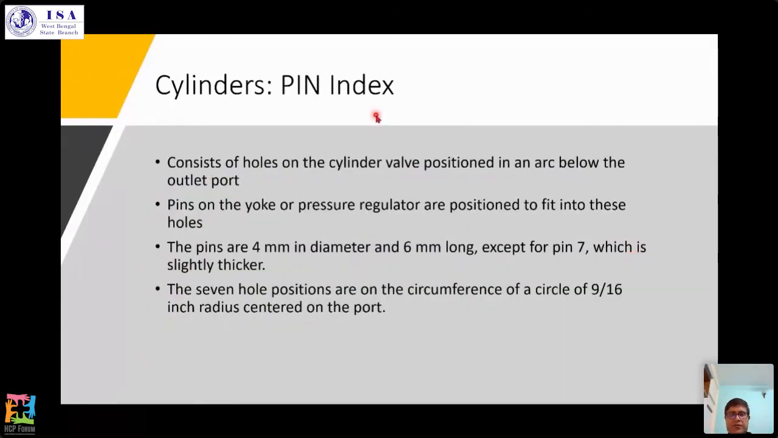Okay, pin index. It's an integral safety mechanism of cylinders, very important in your viva. It consists of holes on the cylinder valve positioned in an arc below the outlet port. So the cylinder has holes, and the yoke or the pressure regulator has pins, which are positioned to fit those holes. The pins are 4 millimeters in diameter and 6 millimeters long, except pin number 7, which is slightly thicker. The 7 hole positions are on the circumference of a circle of 9/16 inch radius centered on the port.